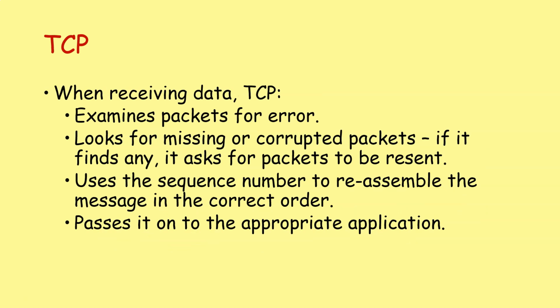When receiving data at the other end, TCP examines packets for errors, looks for missing or corrupted packets. If it finds any, it asks for the packets to be resent, uses the sequence number to reassemble the message in the correct order, puts all the data together, and then passes this data on to the appropriate application. So if it's receiving an email, that would go to the email client, for example.